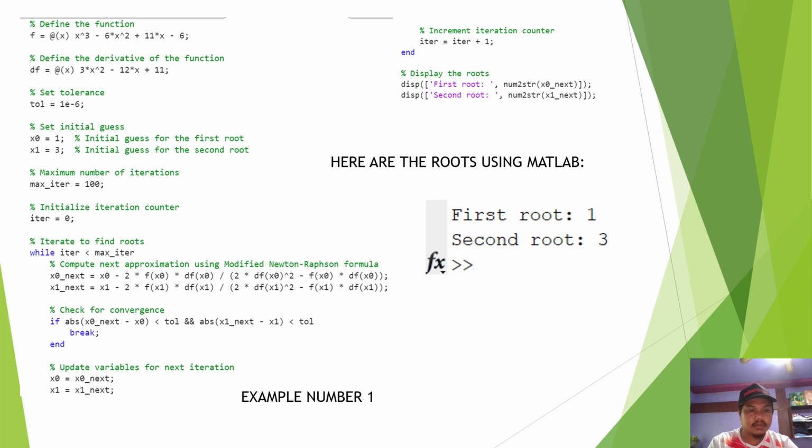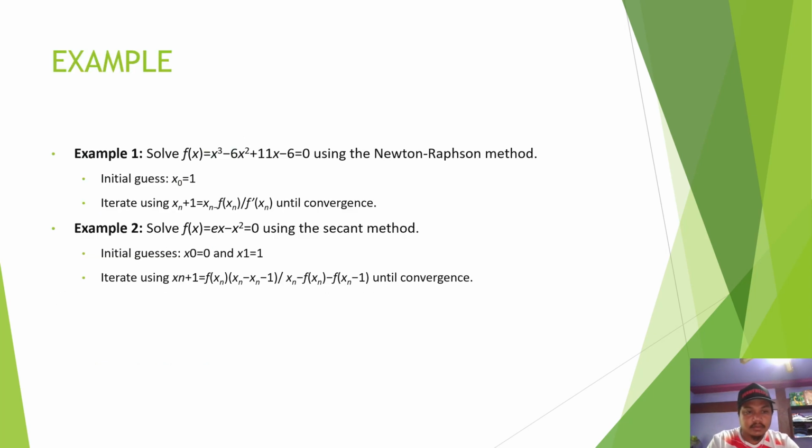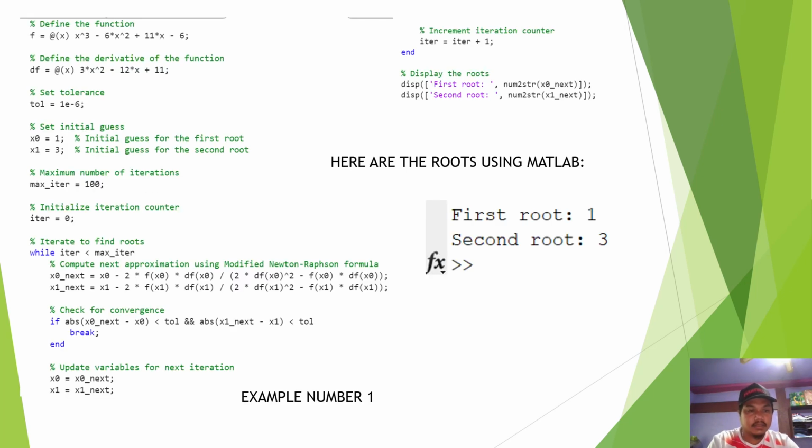Iterate to find roots. Compute the next approximation using the modified Newton-Raphson formula. Then it says to iterate until it converges. Here we check for convergence, and update variables for the next iteration. Then it got the first root, which is 1, and the second root is 3.